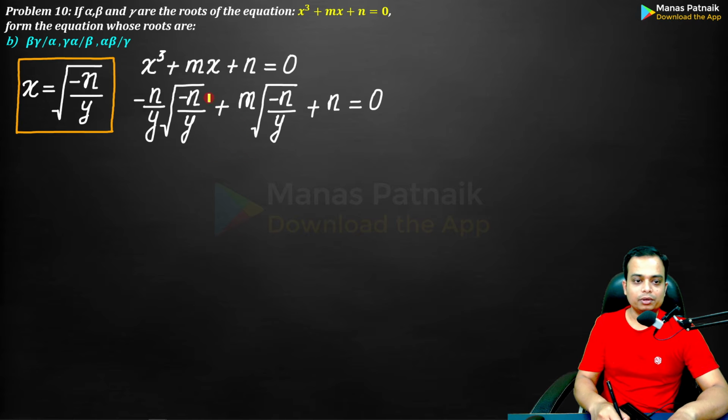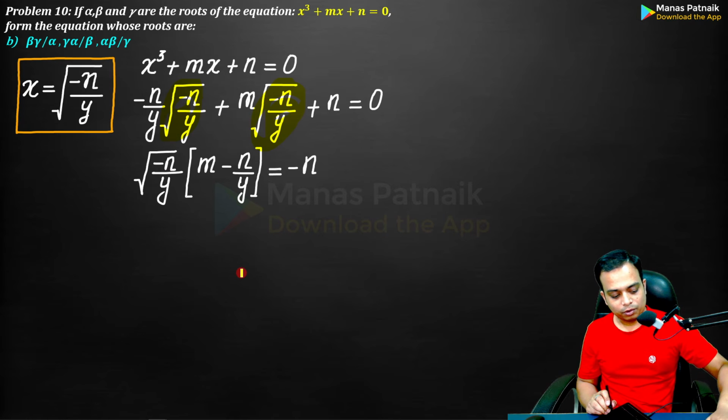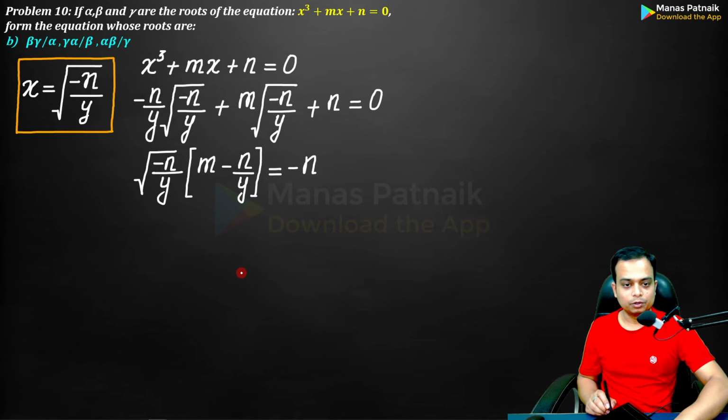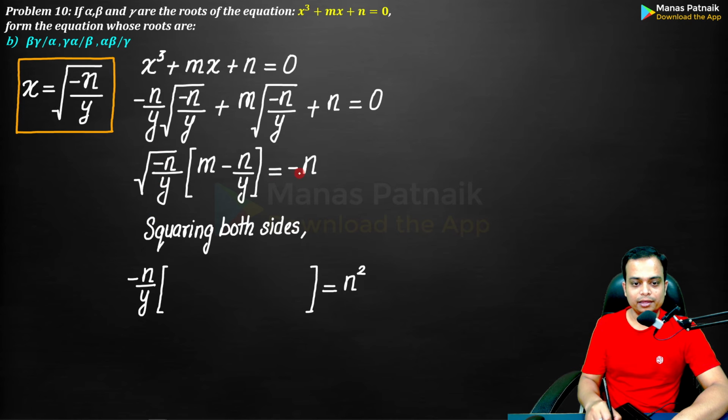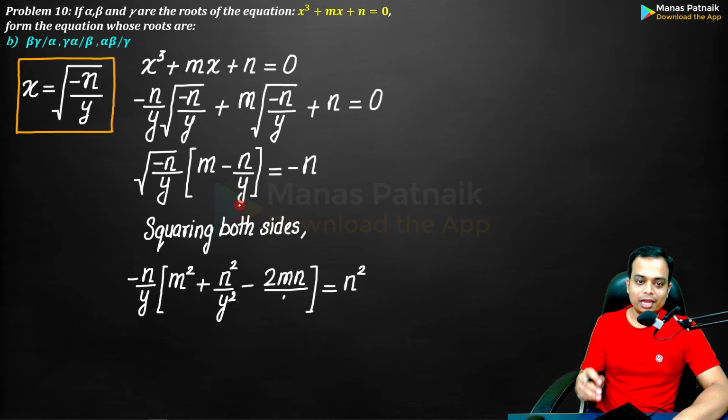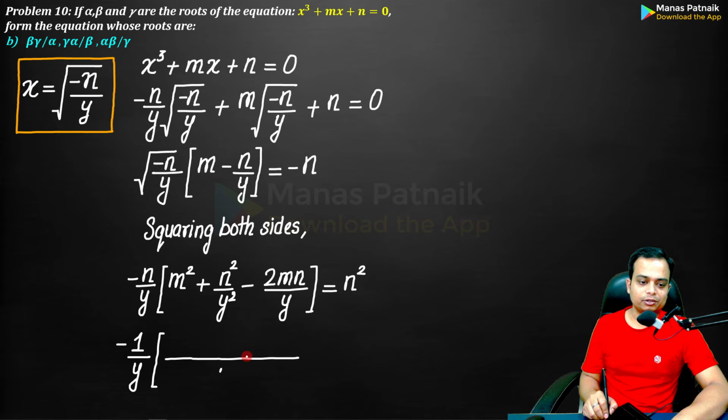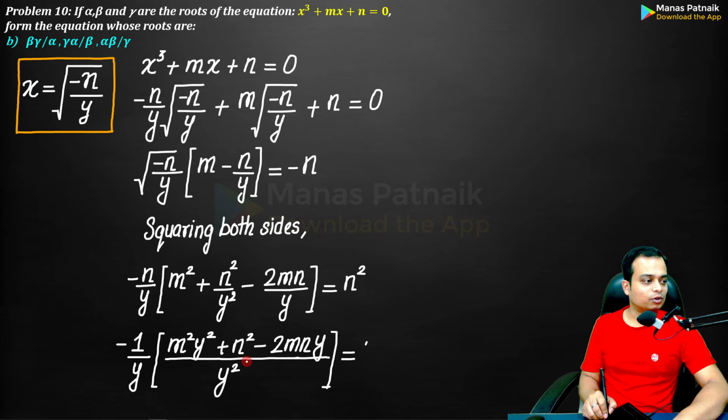What you can do now is you can take this under root term as common. What remains is this m minus n over y. Done? Okay, sir. Square both the sides. When you do that, you have to expand this, by the way. This will become minus n over y, this is n square. M square plus n square y square minus 2 mn over y. Okay, you can also take the LCM. It is your choice. This is what we will get.